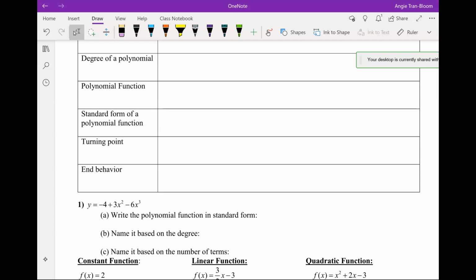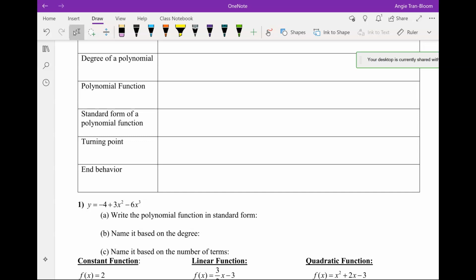Standard form of a polynomial function. Slater, what did you write down? Good job, okay? So kids, start working on your homework. Pay attention, okay? If I ask you to write the polynomial function in standard form, that means you're putting it in degrees. Highest degree term first, second highest degree term second, and so on and so forth. Now, these two are new, turning points and end behavior.